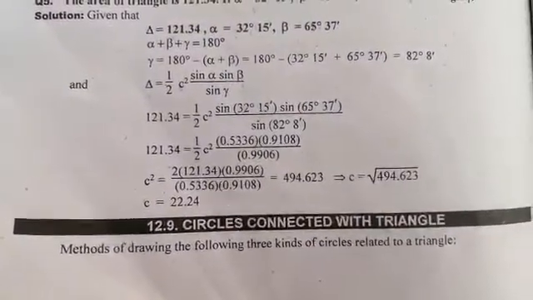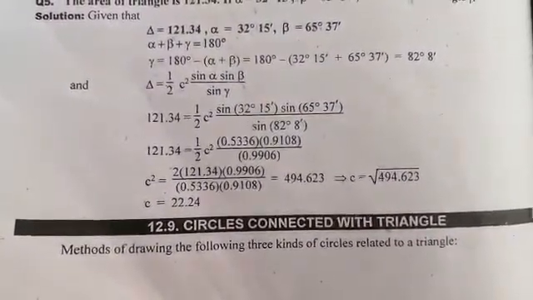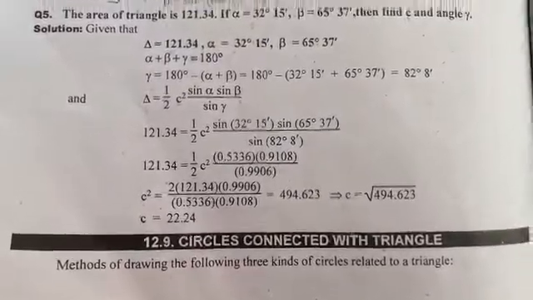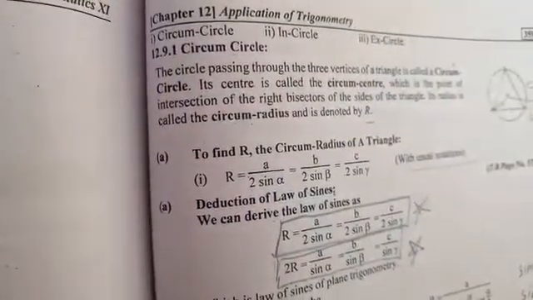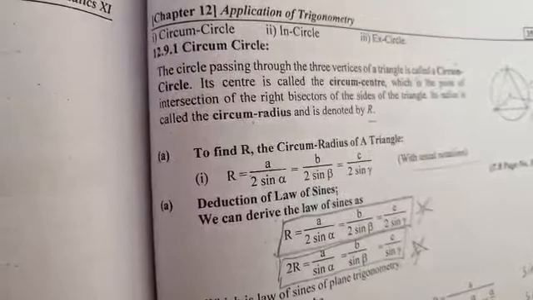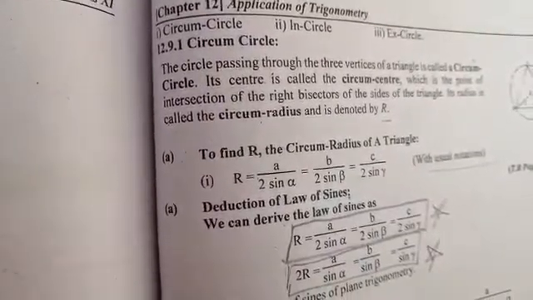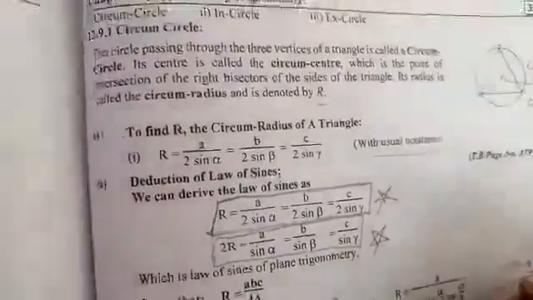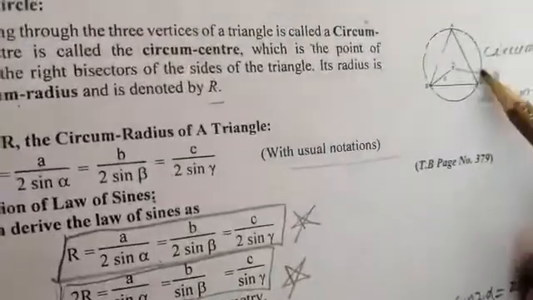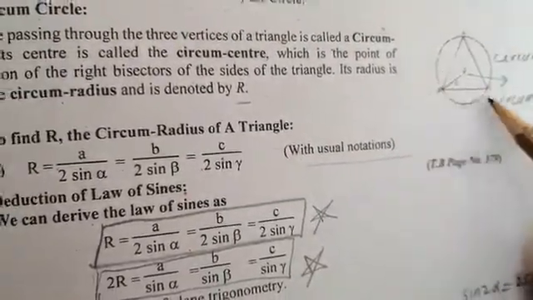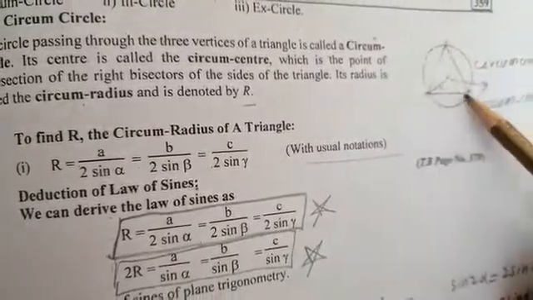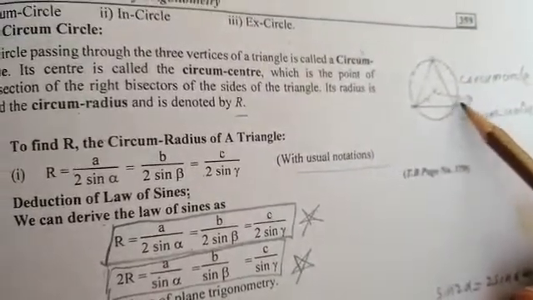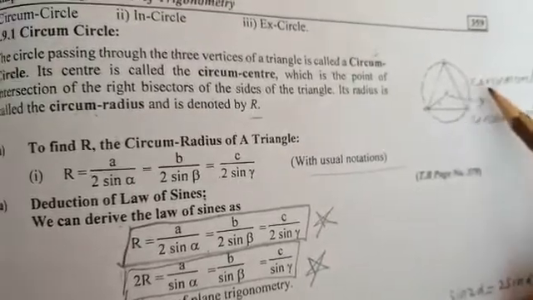Circles connected with triangle. Methods of drawing of the following three kinds of circles related to a triangle. Now we are going to discuss what is circumcircle, what is incircle, and what is excircle. Circumcircle, please look at this figure. This is a triangle and this is a circle which is passing through the vertices of a triangle. Such kind of circle is called circumcircle.